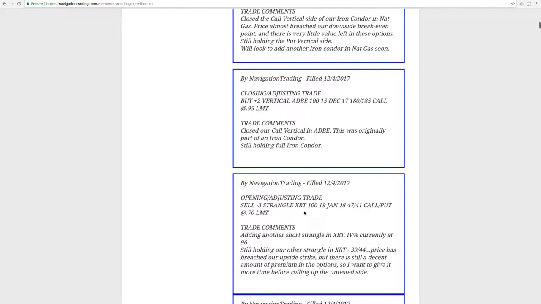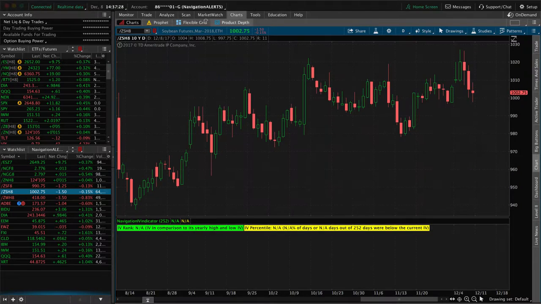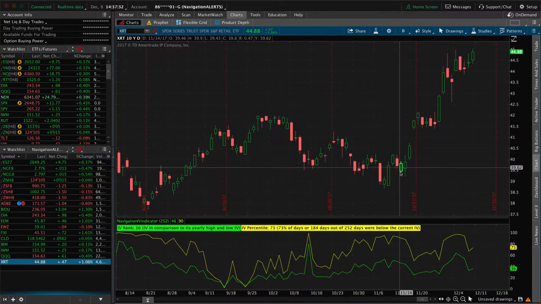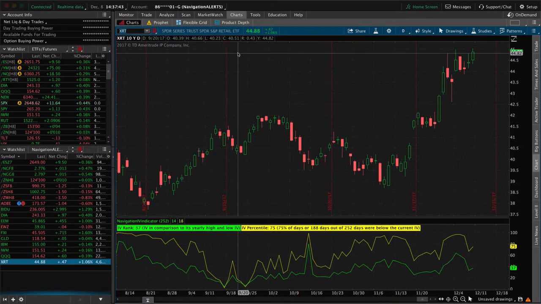Next trade was an opening adjusting trade in XRT. So we simply just added another short strangle in XRT. With XRT, you can see the implied volatility has stayed nice and high. Retail has just had an explosion the last few weeks with tax reform and potentially, you know, Christmas sales and things like that going on.